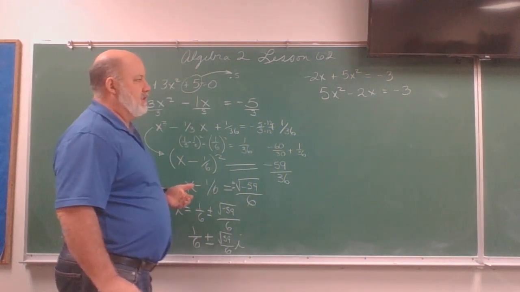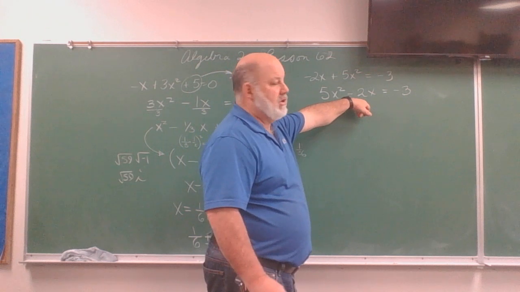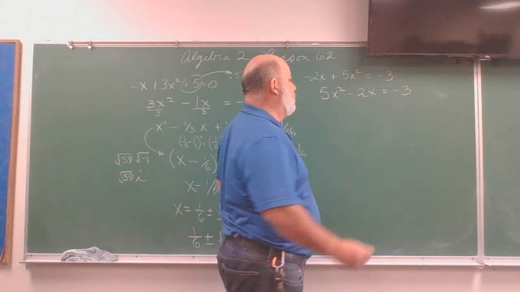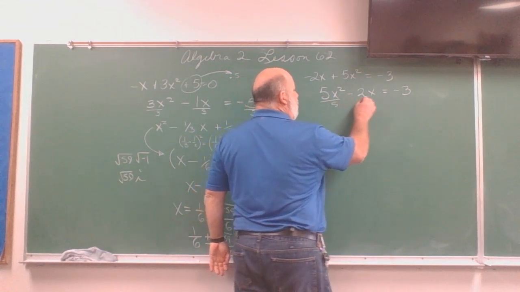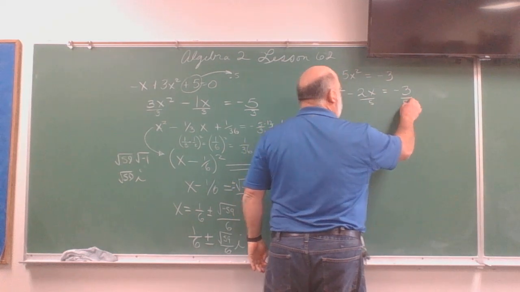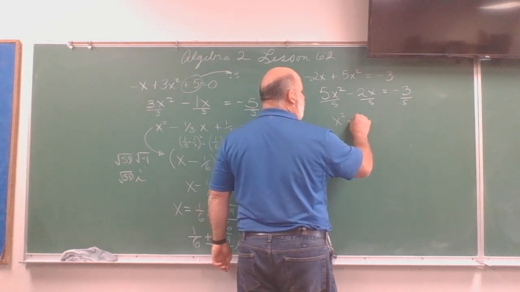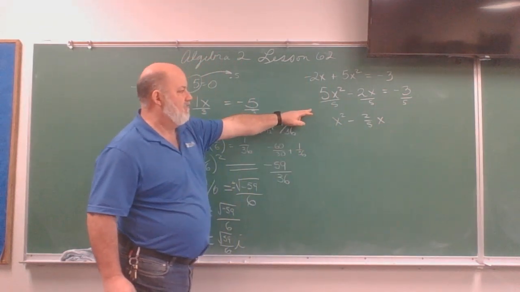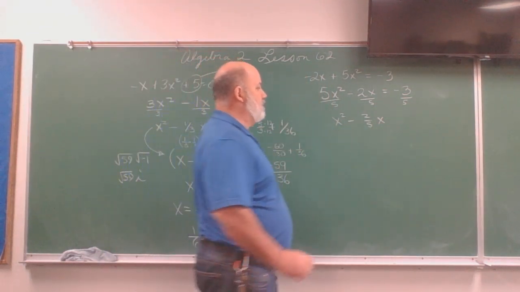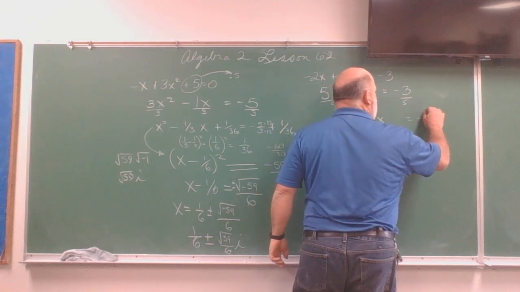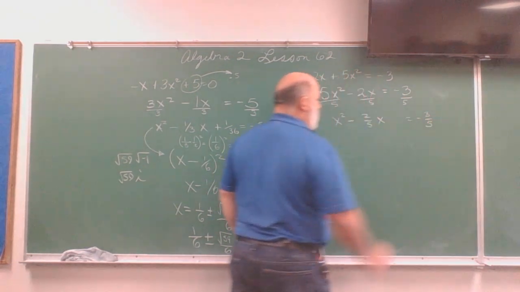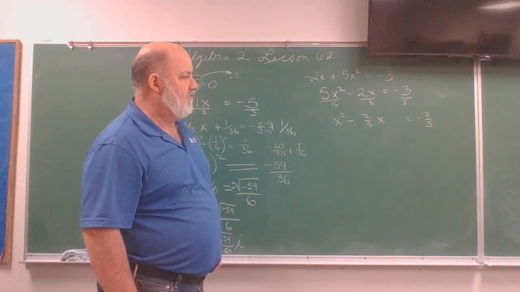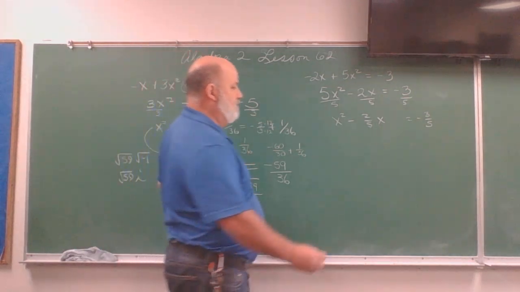What else do I have to do? Do I take 2 and divide by 2 and square it? No, I must have my first term have a coefficient of 1. So that gives me, I've divided everything by 5, because it was 5x squared. And I've got x squared minus 2/5 x equals negative 3/5.